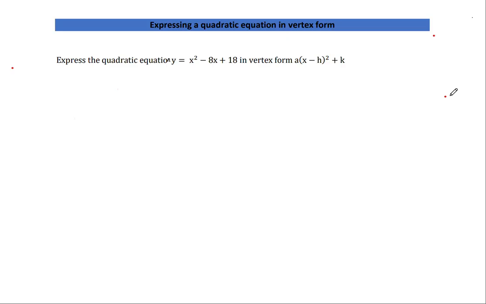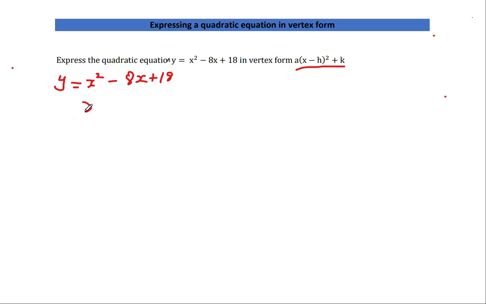In this video, I'll be continuing our special series on quadratic equations. Particularly in this video, I'm focusing on how to express a quadratic equation in vertex form, which is the form a(x - h)² + k, stated here. So the quadratic equation that we're given again is y = x² - 8x + 18. The first thing to do is that we're going to isolate the variables.